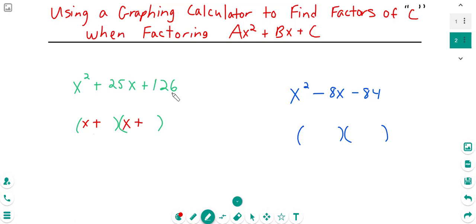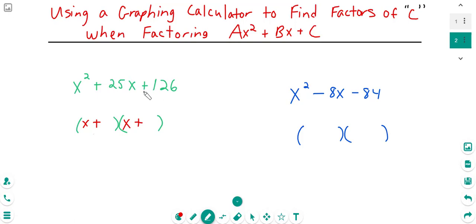Now, if you're taking a test or a quiz and you're allowed to use your calculator, I highly recommend you use this strategy I'm about to show you. If you're not allowed to use a calculator, then you have to use the old-fashioned way: let's find factors of 126 that add up to get us 25. Teachers can show you some goofy diamond factor tree thing that I don't know how to use, and I just feel like it takes a lot of time. Anyways, I highly recommend using this strategy if you're allowed to use your calculator.